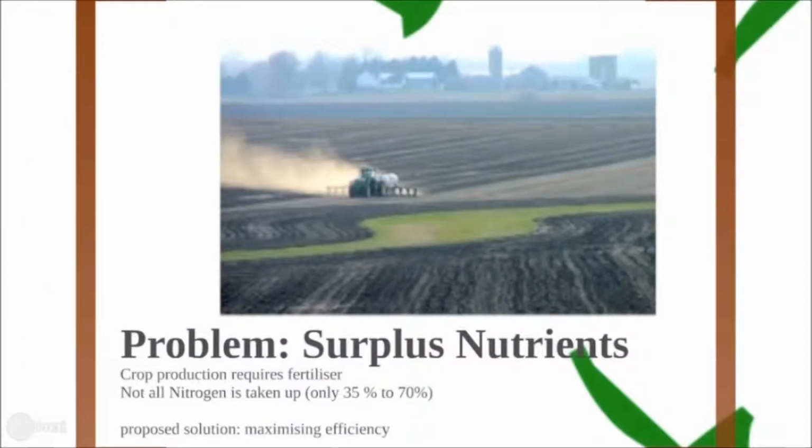Another problem is the surplus of nutrients taken up by crop. The production of crops requires nitrogen fertilizer, and only 35 to 70% take-up efficiency is observed. The proposed solution was to maximize the efficiency to 70%, also from the manure from animal production.